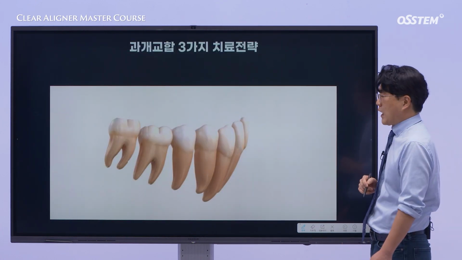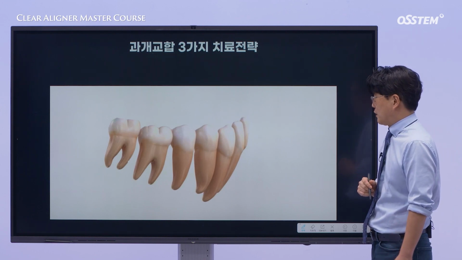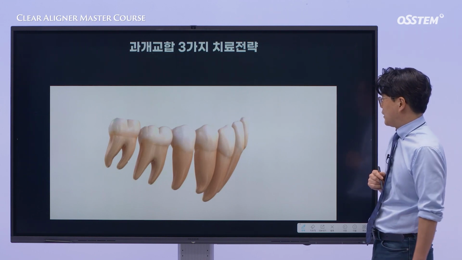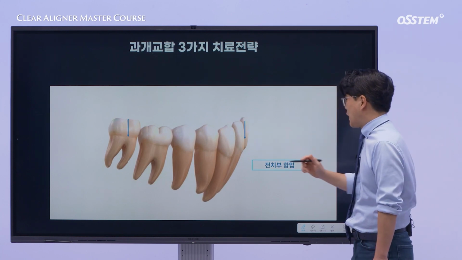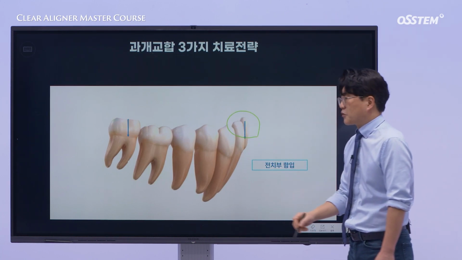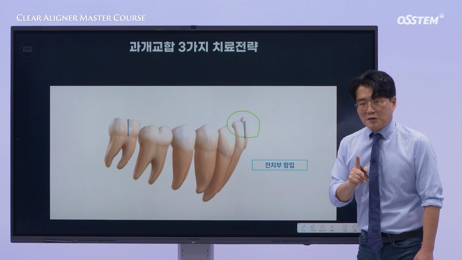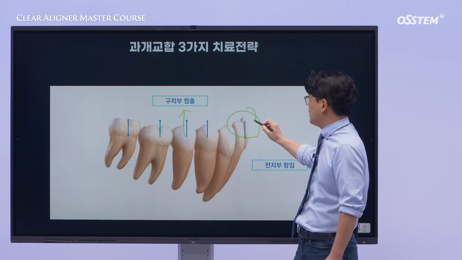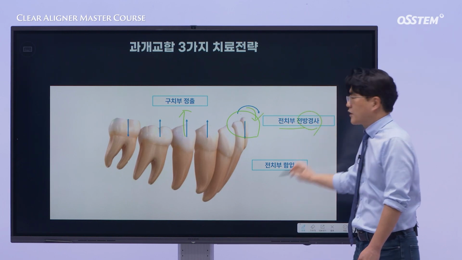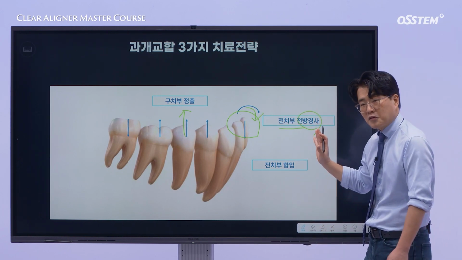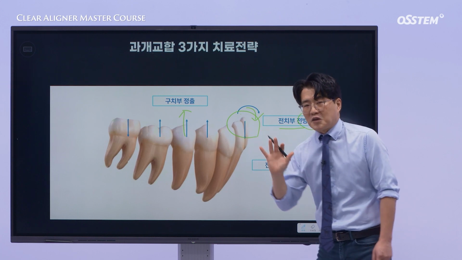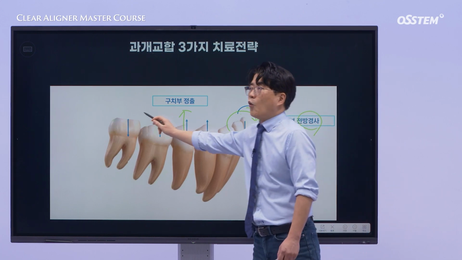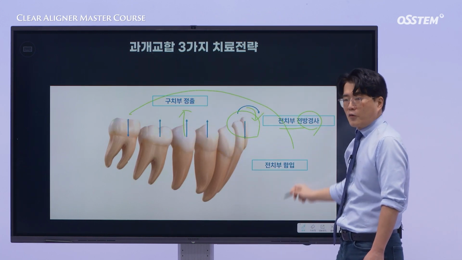Now, let's briefly review the 3 treatment strategies for deep overbite before moving on. As we discussed, there are 2 concepts. Absolute intrusion refers to intrusion of the mandibular anterior teeth. Relative intrusion can be achieved by posterior extrusion or by proclining the mandibular anterior teeth. So, what do we do when the deep overbite is severe? We apply over-engineering and request overcorrection.